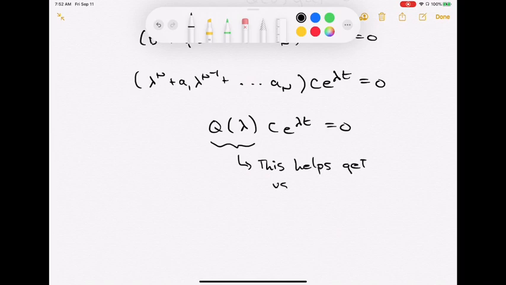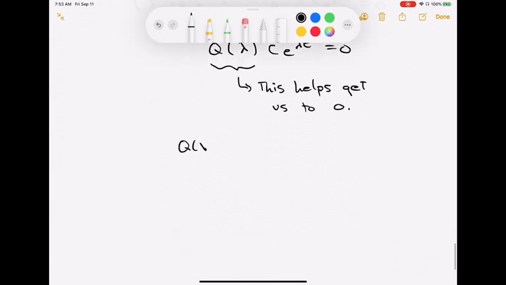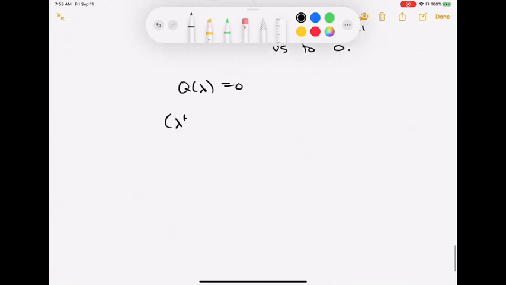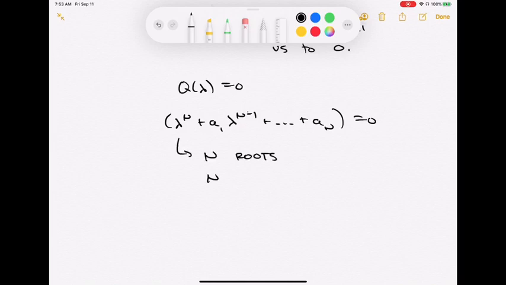And how does it do it? We need Q of lambda to be equal to 0. And what does that require? That requires lambda to the n plus some a1 lambda to the n minus 1 plus going all the way down to some a_n equaling 0. Is there a way you can make an nth order polynomial equal to 0? Sure, right? There are n roots. That means there are n values of lambda where this happens.